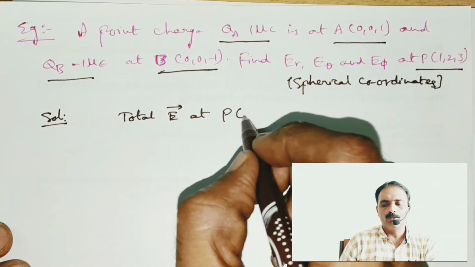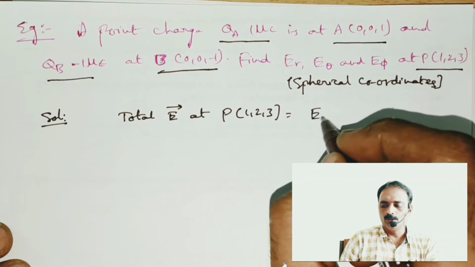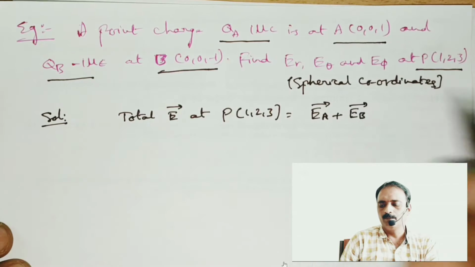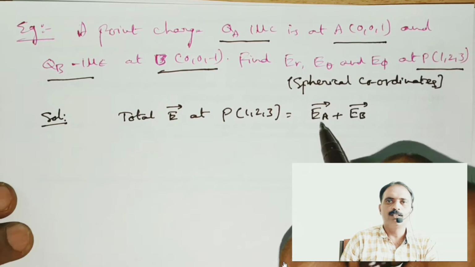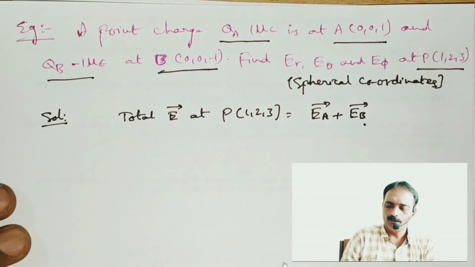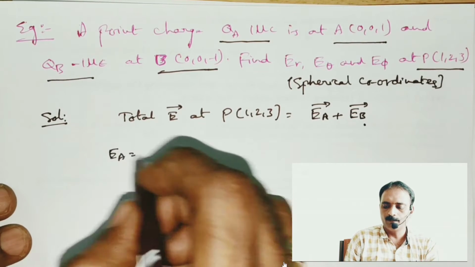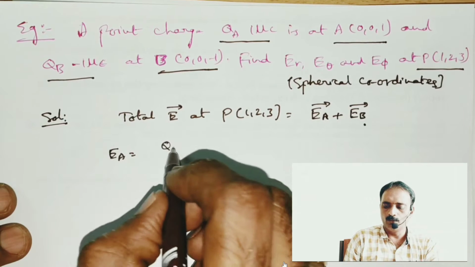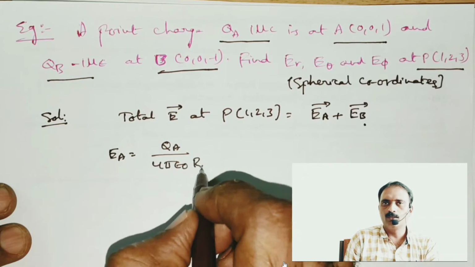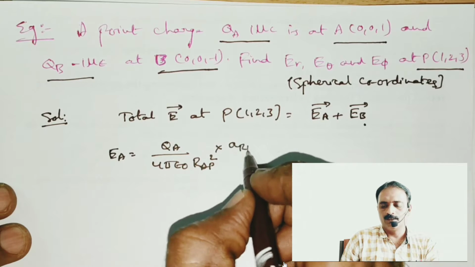The total electric field we have to find at point P (1, 2, 3) is equal to the electric field intensity due to the charge at A and the electric field intensity due to the charge at B, EA plus EB. And we know the formula for EA bar is equal to QA by 4 pi epsilon naught R AP square into ARP bar. These things we have seen earlier, and we have solved so many problems regarding these equations.